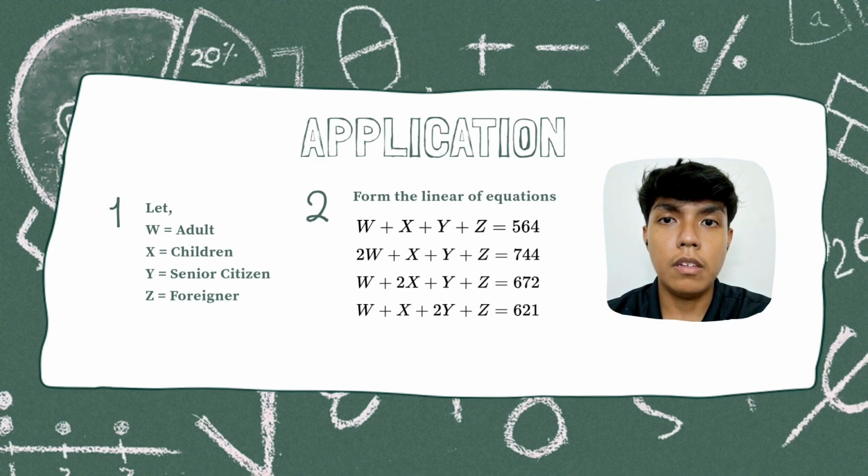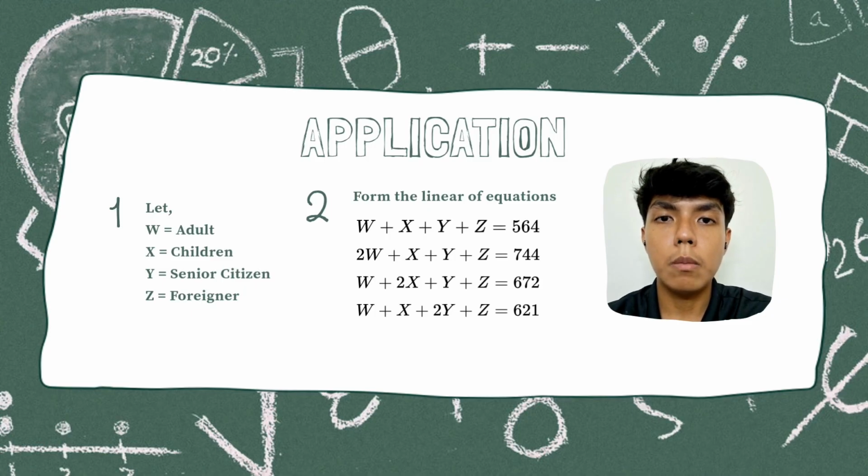Now, we move to the application of the adjoint method. First, we let the variables for each ticket category be W, X, Y, and Z. Next step, we form the system of linear equations based on the information given. The first equation is W plus X plus Y plus Z equals 564. The second equation is 2W plus X plus Y plus Z equals 744. Third equation, W plus 2X plus Y plus Z equals 672.